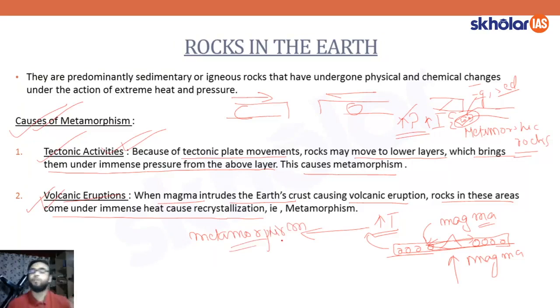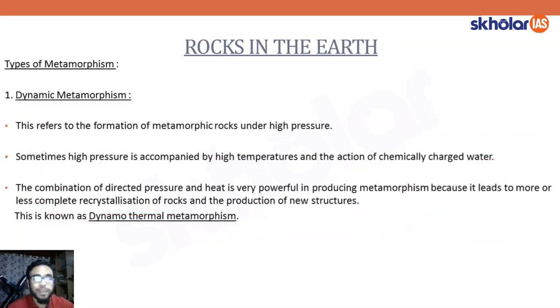Understood this? So what are the two important causes of metamorphism? Tectonic activities, and second one is your volcanic eruption, right? So based upon these different causes, we get different types of metamorphism. And the first type of metamorphism is called dynamic metamorphism. Now what is dynamic metamorphism? See, in metamorphism we have two important agents of changes, or two important agents of metamorphism. What are these? These are temperature and pressure.